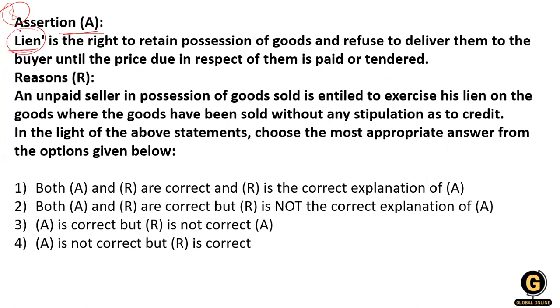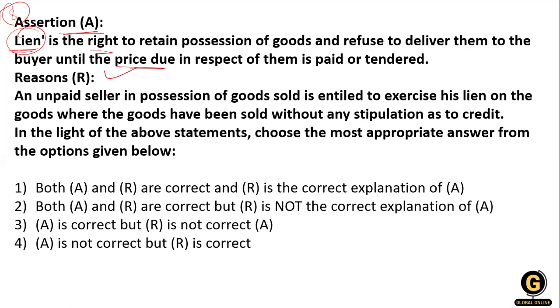So what is a lien? Right to lien means you keep the goods in your hand. You retain the possession of the goods and refuse to deliver them to the buyer until the price is paid. Yes, ma'am, this is the right of lien. So A is right over here.